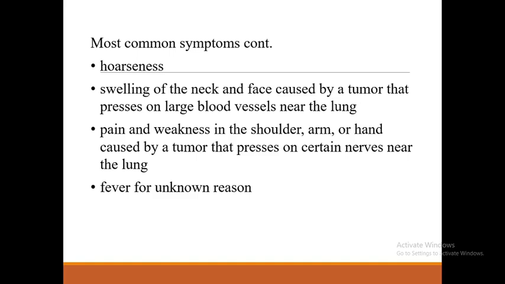Then we have hoarseness, and swelling of the neck and face caused by a tumor that presses large blood vessels near the lung. When the tumor presses large blood vessels, the drainage becomes obstructed and blood pools up back in large blood vessels, maybe in the superior vena cava. So swelling of the neck and face occurs. Then pain and weakness in the shoulder, arm or hand caused by a tumor pressing certain nerves near the lung.